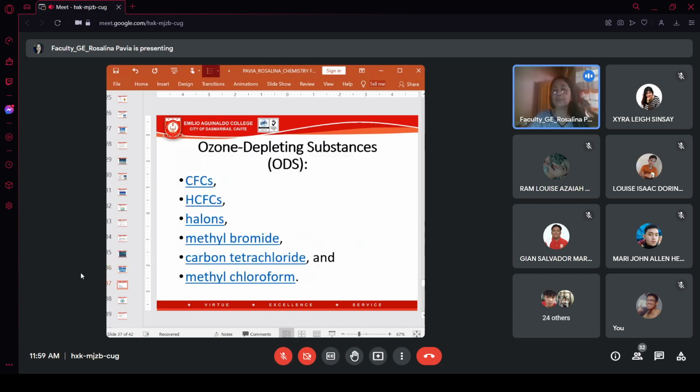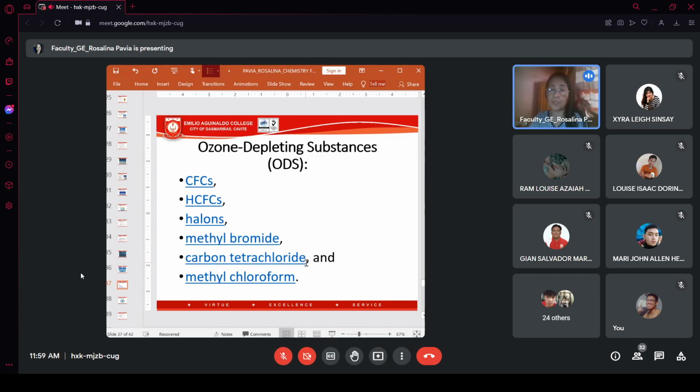Now, these are the ozone depleting substances, what you call the ODS. Not only chlorofluorocarbons, not only hydrochlorocarbons, the halons, methyl bromide, carbon tetrachloride, and methyl chloroform are responsible also. That's why these reagents, these chemicals, you cannot procure them, you cannot buy them for research or for experimental analysis without a permit. Hindi na kami pwedeng maka-order sa laboratory ng carbon tetrachloride.